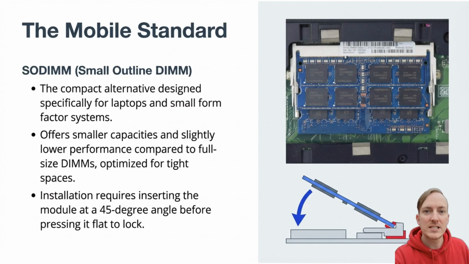A full-size DIMM won't fit. We use the mobile standard, the SODIMM, or small outline DIMM. These are highly compact alternatives optimized for tight spaces. Because laptops are so thin, you don't push a SODIMM straight down. Instead, you insert the module at a 45-degree angle and then gently press it flat until the side retaining clips lock it into the chassis.